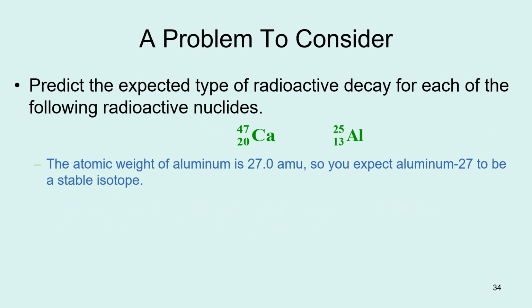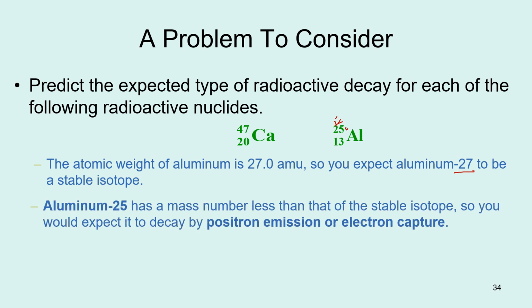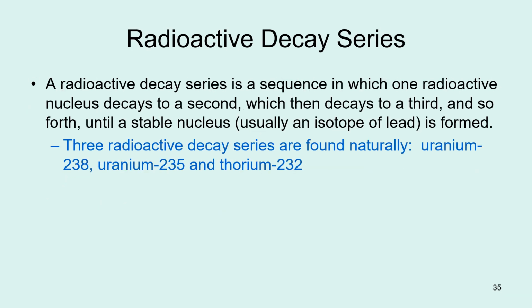What about aluminum? This is kind of the opposite. Aluminum-25: the average mass is 27, so this one has too few neutrons. It needs to convert some protons to neutrons, so it's going to undergo either positron emission or electron capture. Again, I would just write both. It's going to be one or the other. And like I said, if it's above 83, then usually you can predict alpha emission.